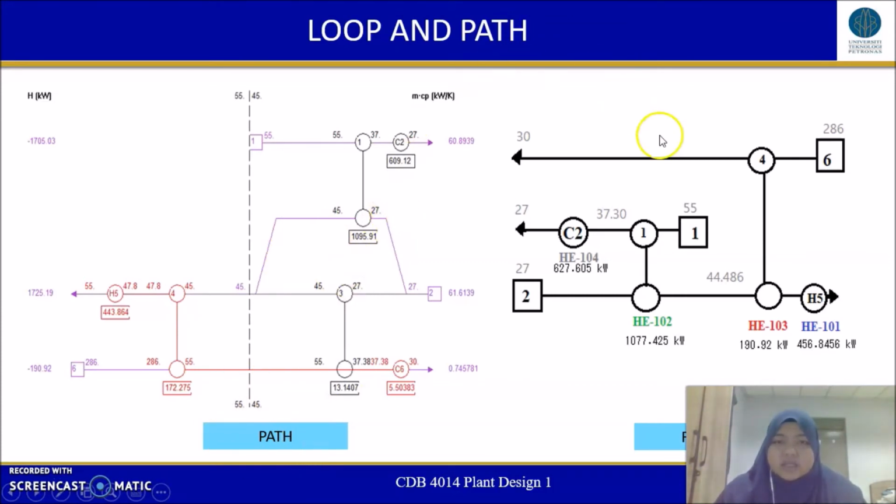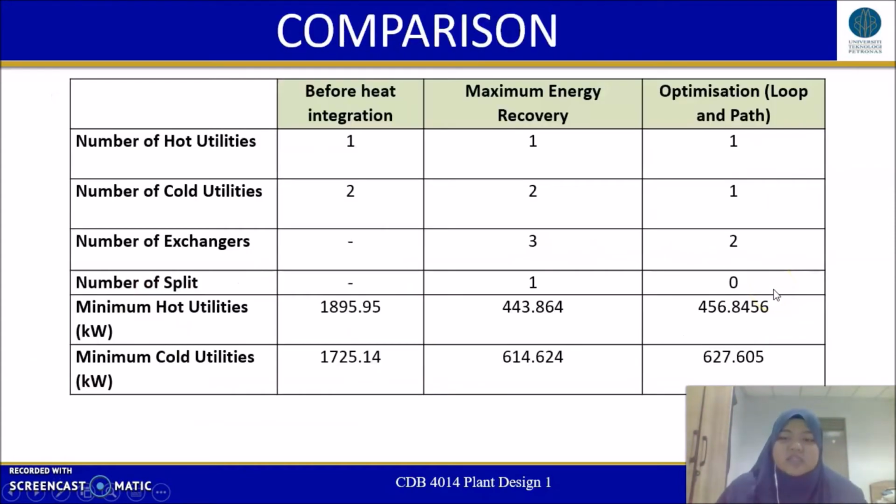So the final design of the heat exchanger network is as in this diagram, where streams 6 and 1 are the hot streams and stream 2 is the cold stream, and the number of exchangers is reduced to 2, with only one cooler and one heater. This is the comparison table, where the number of heaters remains the same, the number of coolers is reduced to 1 after the optimization, the number of exchangers is reduced from 3 to 2, and the number of splits is also reduced from 1 to 0.